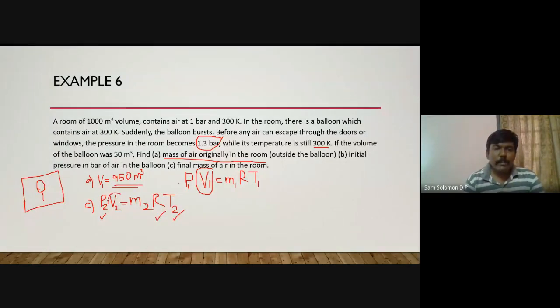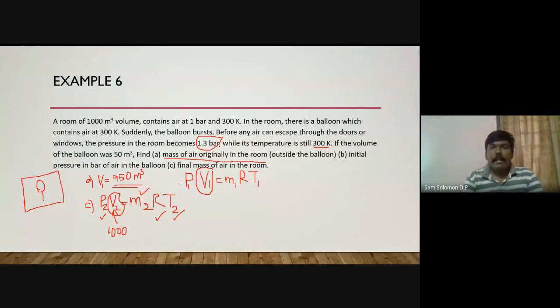And what about this volume V2? This volume is not 950 meter cube. This volume is the volume of the air inside after the balloon bursts. So that would be 950 plus 50, which is 1000. So here V2 would be 1000 meter cube. That is the total volume. When the balloon bursts, that 50 meter cube of air inside the balloon also comes inside the room. So the total volume of air inside the room after the balloon bursts is 1000 meter cube. So now you will be able to get the final mass of air inside the room. So that is your M2.